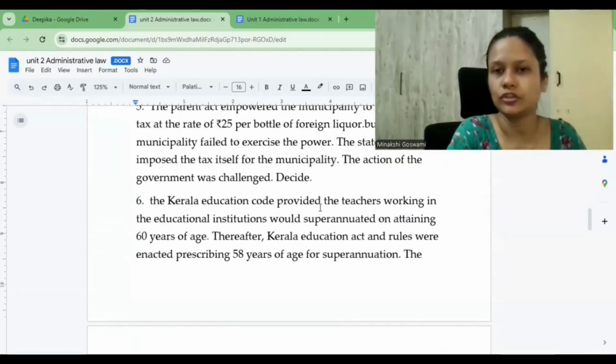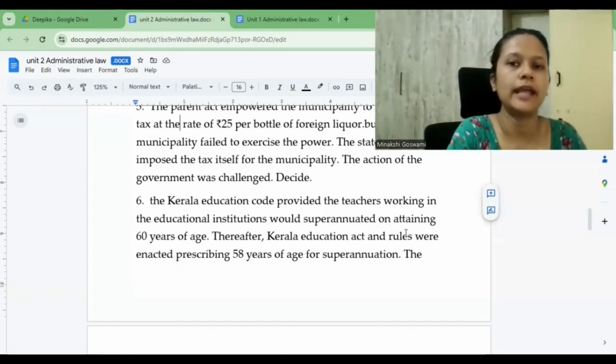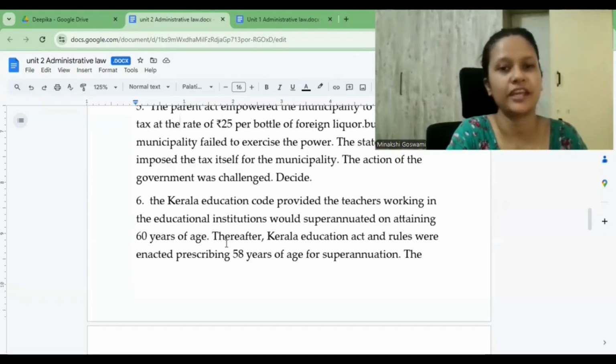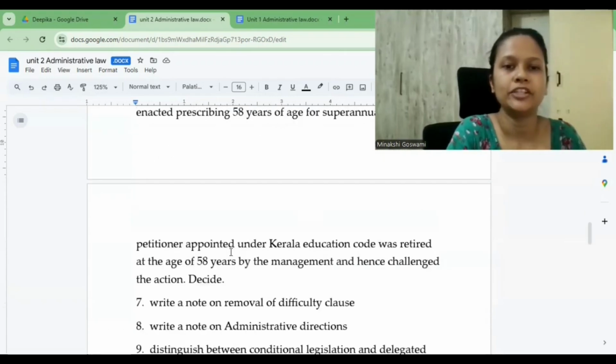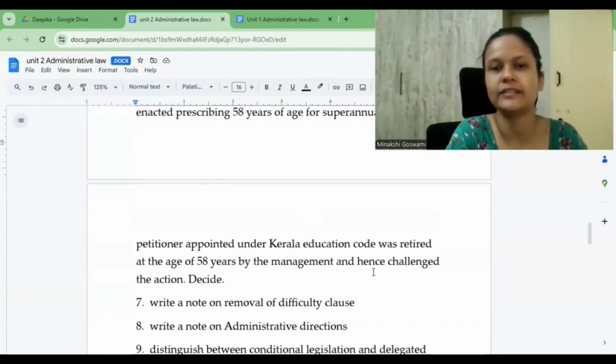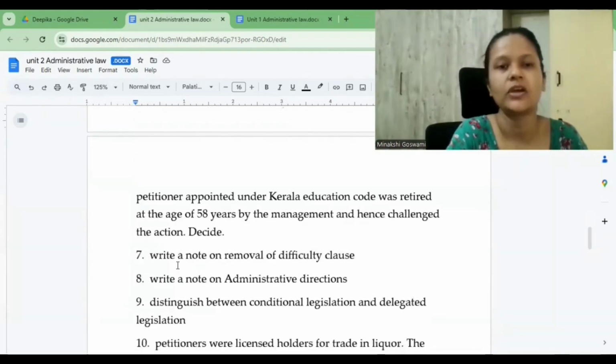The Kerala Education Code provided that teachers working in the educational institutions would be superannuated on attaining 60 years of age. Thereafter, the Kerala Education Act and rules were enacted prescribing 58 years of age for superannuation. The petitioner, appointed under the Kerala Education Code, was retired at the age of 58 years by the management and hence challenged the action. You need to take a decision.